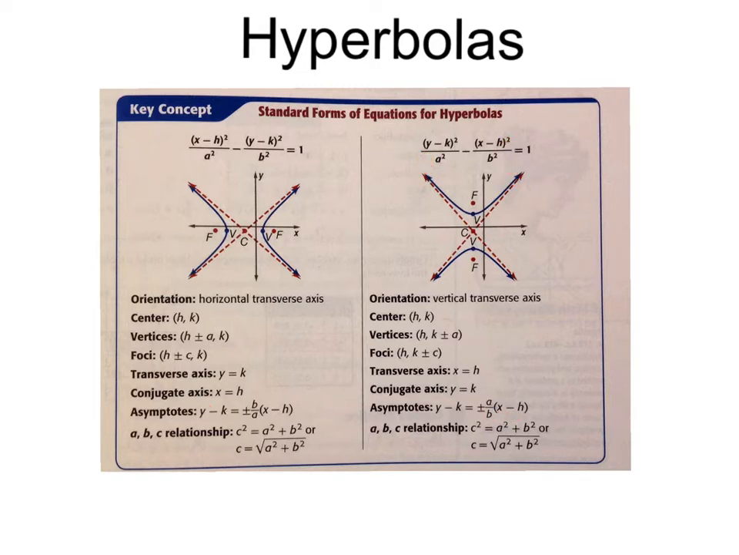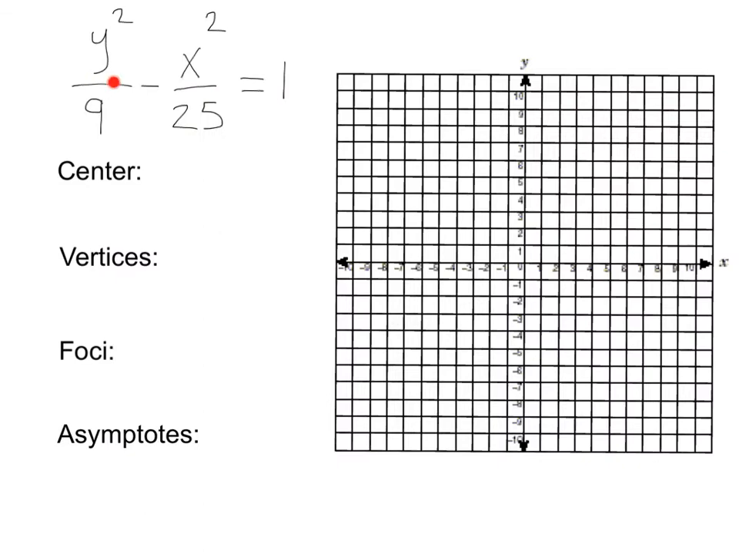Here, let's go ahead and graph the equation y squared over 9 minus x squared over 25 equals 1. We see this is a hyperbola because it's got the y squared term minus the x squared term all equal to 1. Why don't we start at the beginning? Always a fantastic place to start.